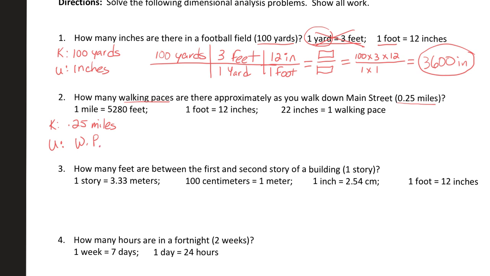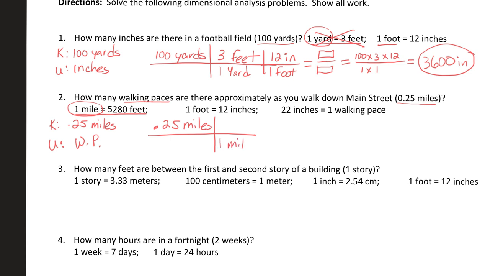So I'm going to start with my known on the top of my factor label table. 0.25 miles goes on the top. If I have miles on the top, I need miles on the bottom. So I'm going to look at all 3 of my conversion factors, and I can see that right here, I've got one that has mile in it. So there's my 1 mile.